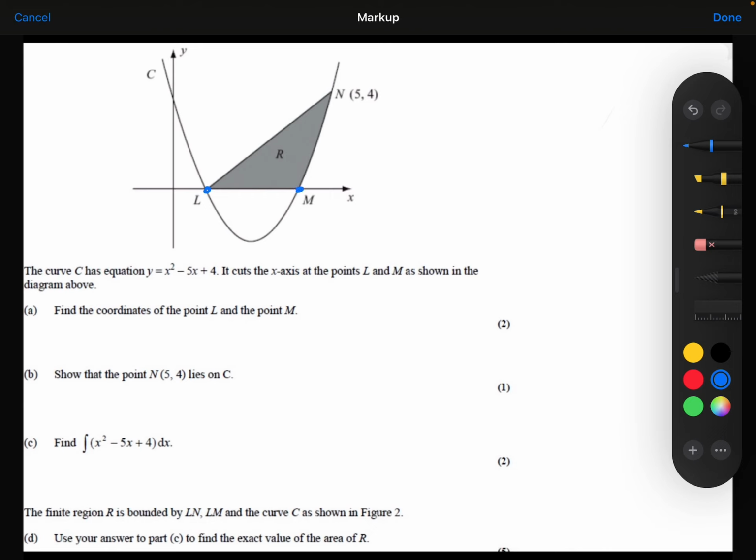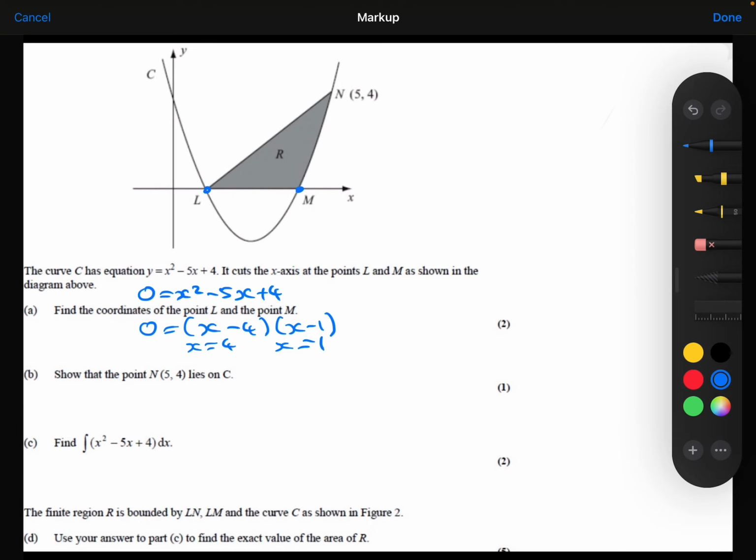Well, I know at each of these points the y coordinate is equal to 0. So if I take the equation of the curve and make the y coordinate equal to 0, I can now factorise that to find the x coordinates. So it will be x minus 4, x minus 1. So therefore x is either equal to 4 or 1.